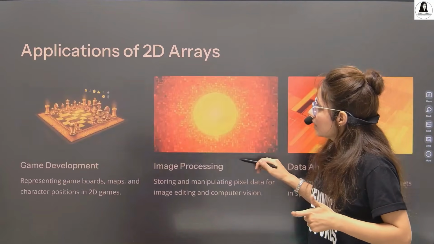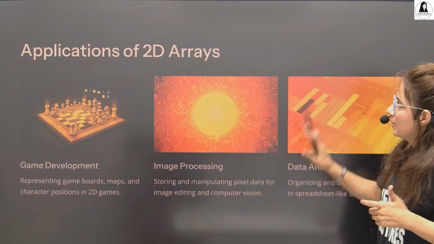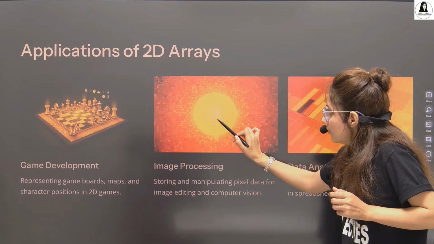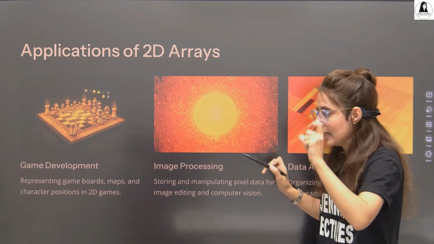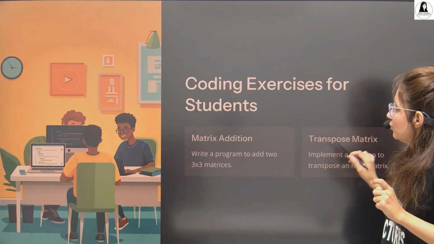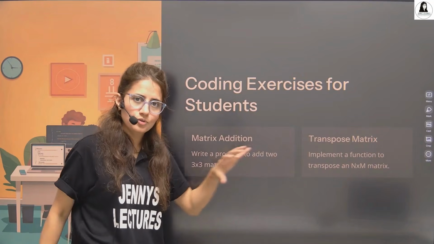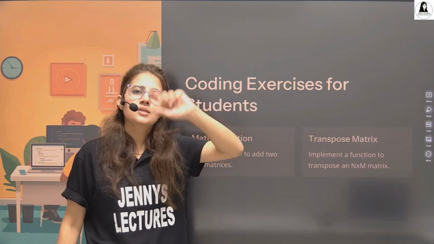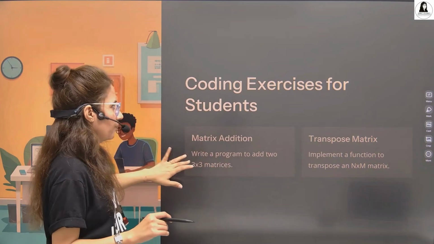Okay. Now, applications like game development, image processing or data analysis are some applications of a 2D array, like storing individual pixels of an image. There are 2 dimensions, so we can use a 2D array. Okay. Now these are some coding exercises for you. You can take two matrices and add them and print the sum of these matrices. Or you can take one matrix and print the transpose of that matrix. These are two simple exercises for you to do.